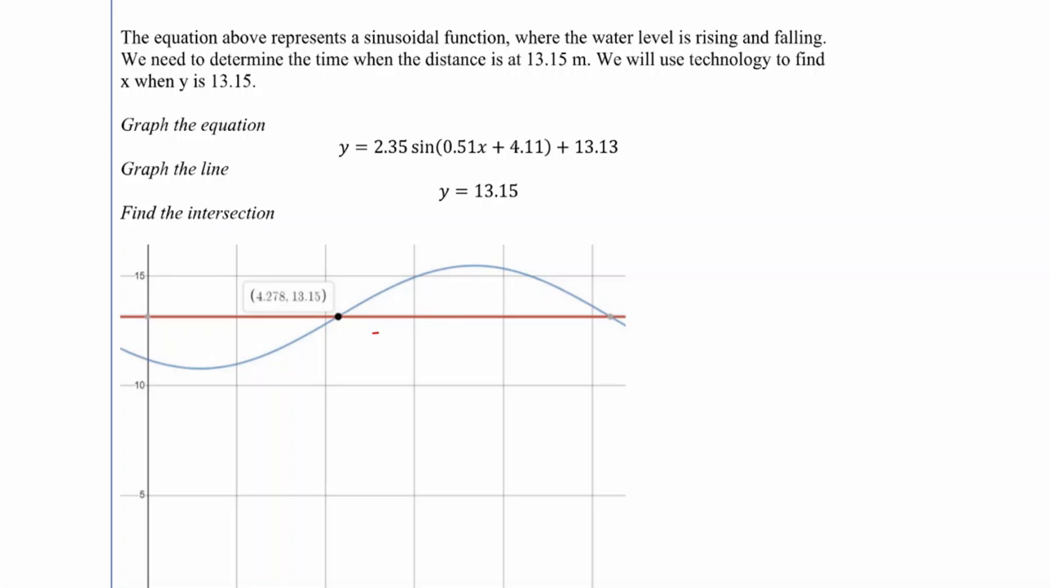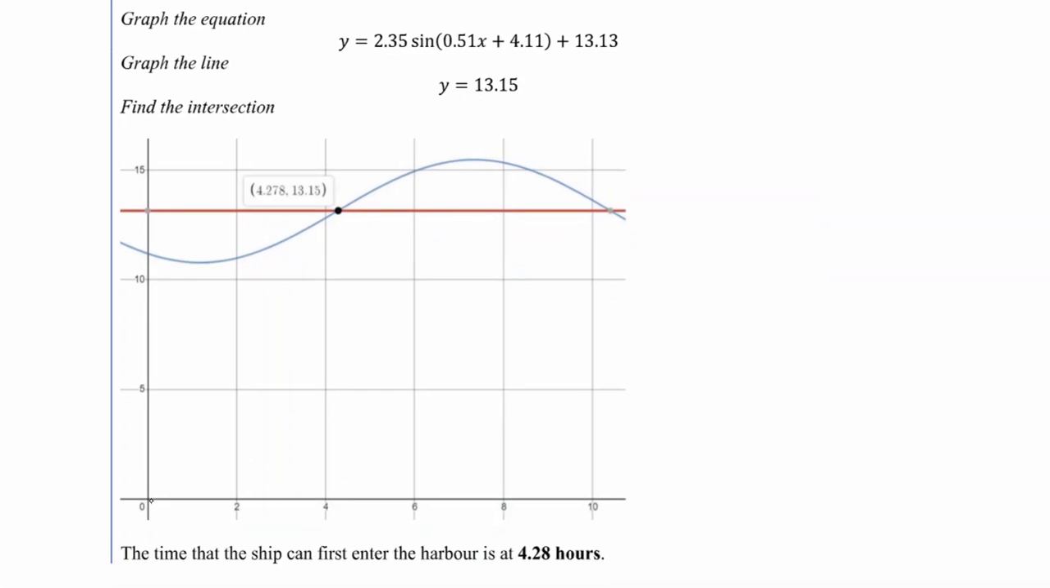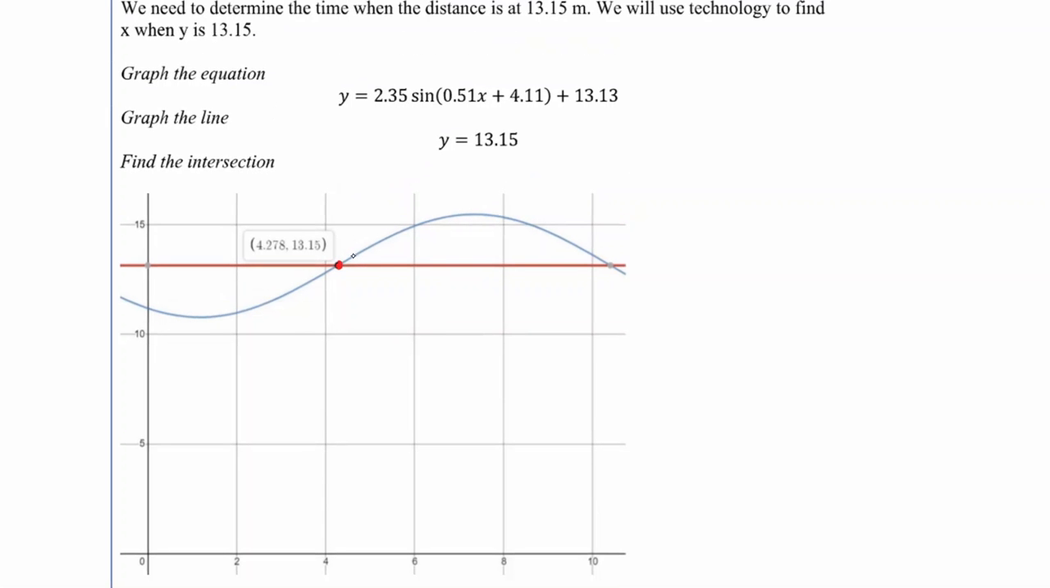Remember, this is time going across our x. This line, that was 0 down here, and we can think about our tide as being the lowest down here and then the highest up here. Can you see that this line we made here would be the depth at 13.15, which is the depth it needs to be before it can go in the harbor? So that boat can't go in the harbor until any time after right here. This is our x coordinate, this is our time right there.